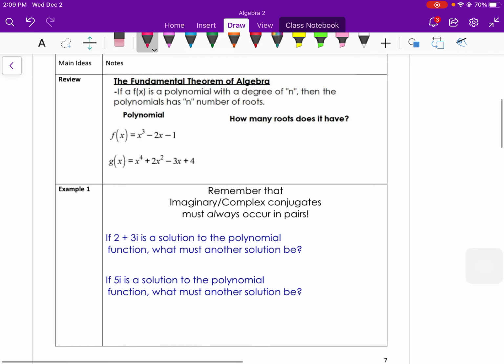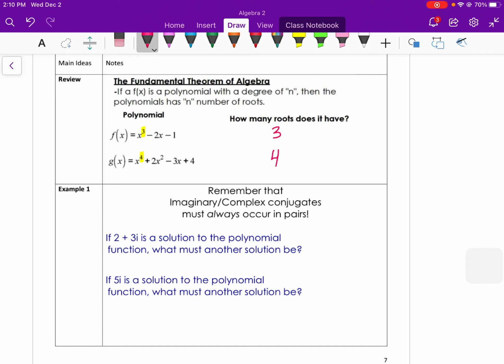So first, just a review: the fundamental theorem of algebra says that if a polynomial has degree n, then the polynomial has n roots. Our first one is a degree of 3, a cubic function, so it has 3 roots. The second example is a quartic polynomial, degree of 4, so it would have 4 roots.